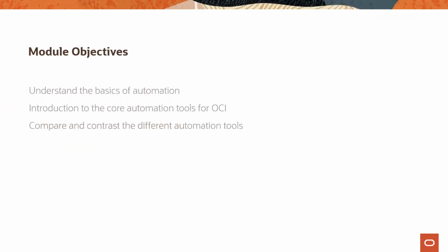In this module, we seek to understand the basics of automation. We will cover an introduction to the core automation tools for OCI. We'll also compare and contrast the different automation tools to dig a little bit deeper into their basic functionality and some various use cases.